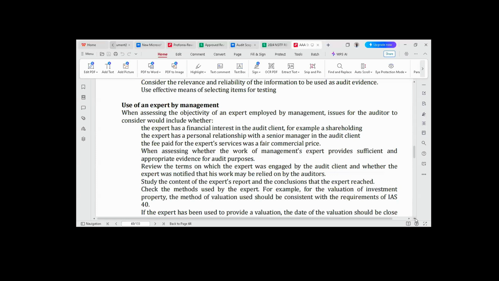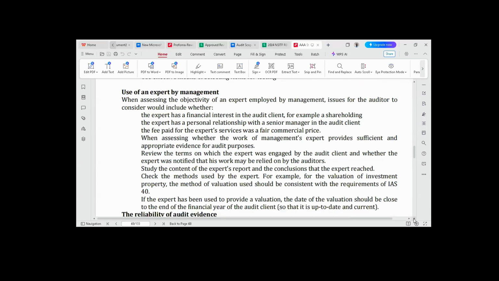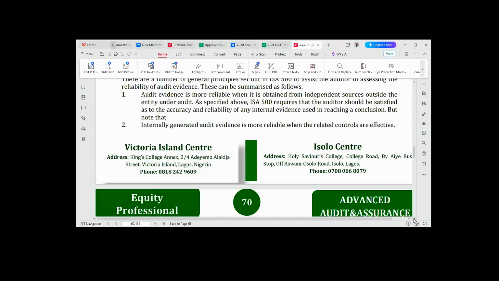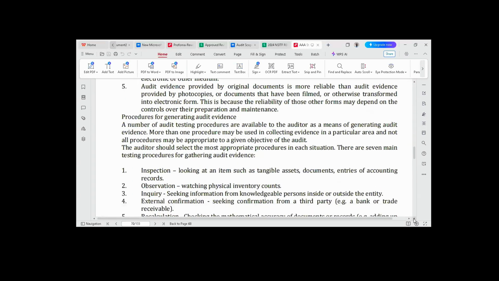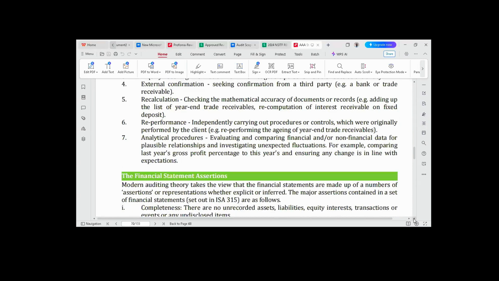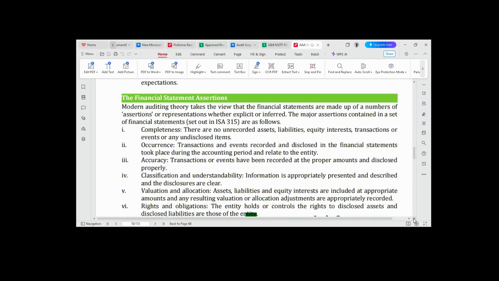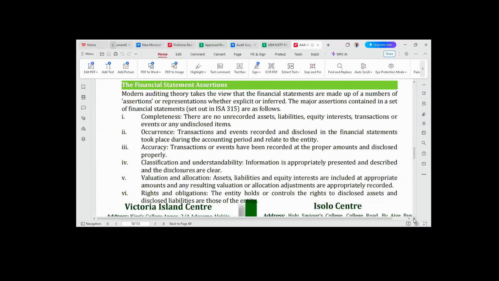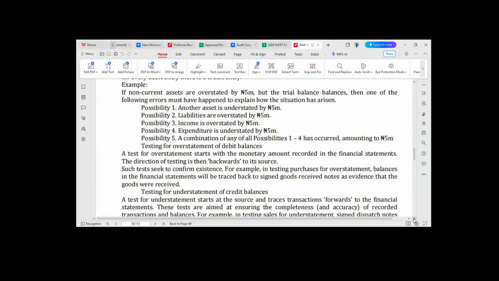In that class also, we were able to explain the use of auditors' experts, okay? ISA 620, and we also explained that even management too, they make use of experts. All of that were explained in last class. So we are going further today. I think last class we also looked at financial statement assertions.